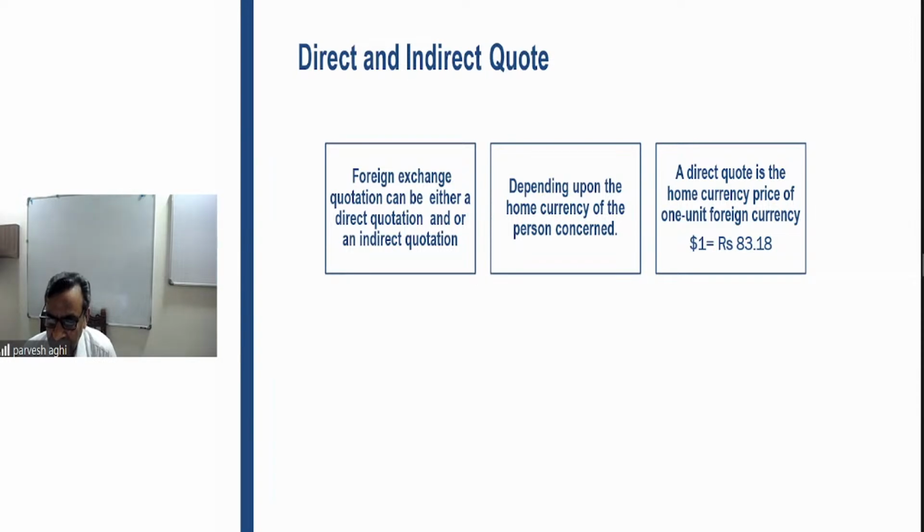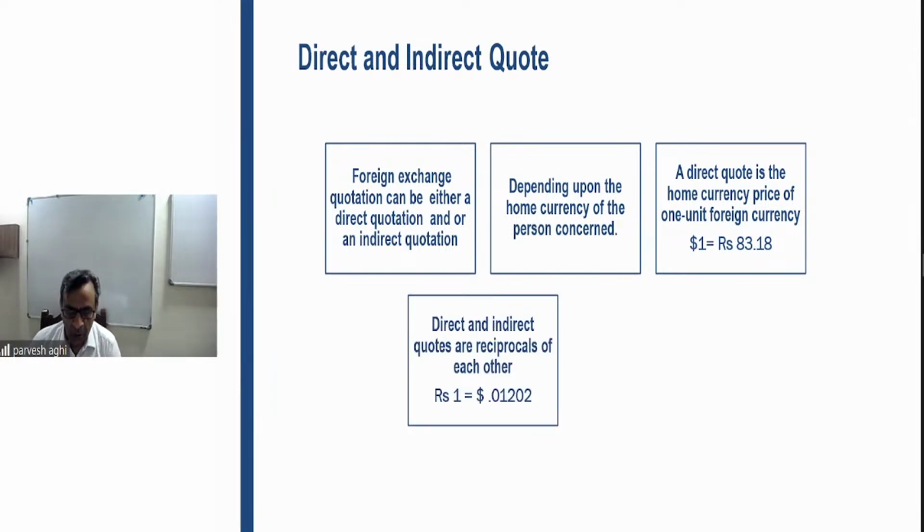For whom? The Indians. If you have to identify whether it's a direct quote or indirect quote, look at your right hand side. The currency which is appearing on the right hand side is actually the home currency. Here it is basically a direct quote in terms of rupees for buying $1.